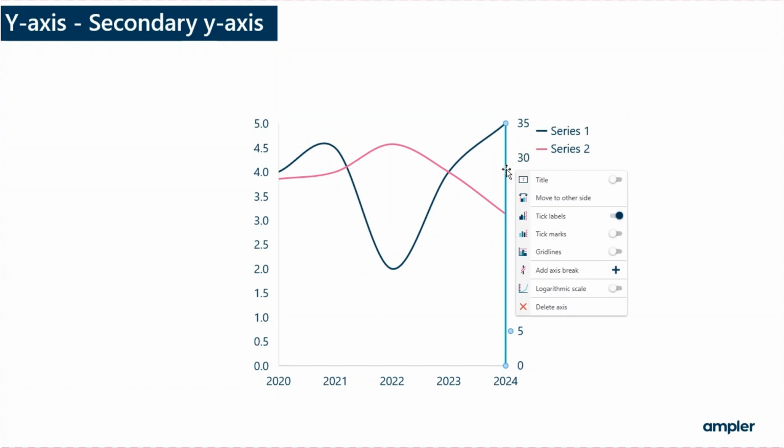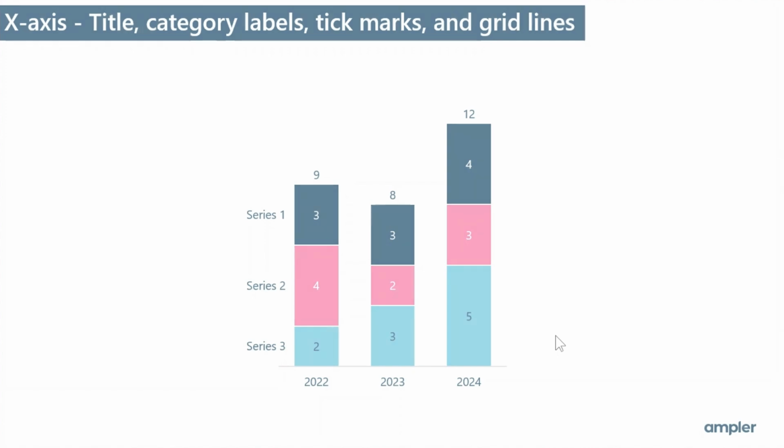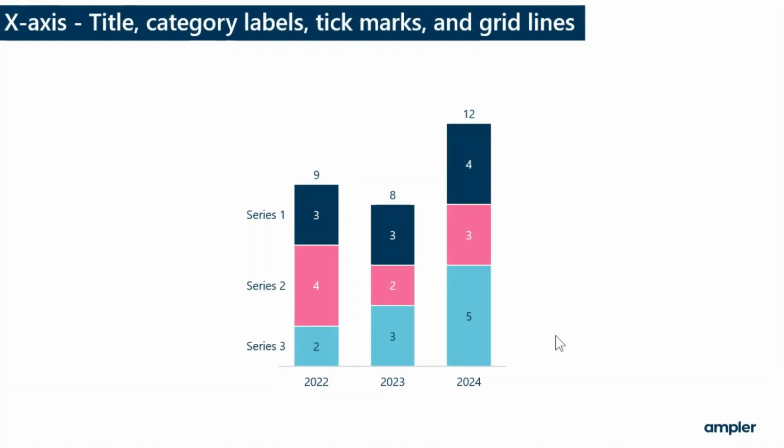To delete the axis, simply select it and hit Delete on the keyboard, or select Delete Axis from the Context menu. As with the y-axis, the x-axis can also be altered from the right-click Context menu. You have options to toggle on and off title, category labels, tick marks, and grid lines.